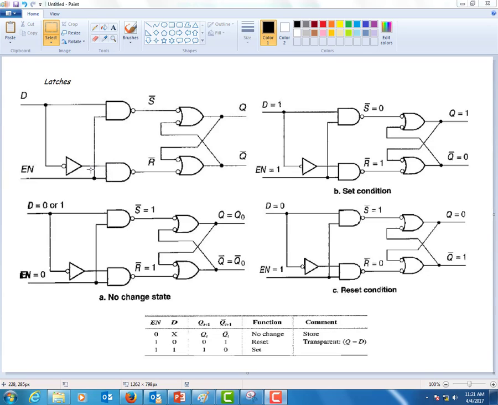Do you recall, well, you might recall, in the first video, we said that we don't want to have S and R both high at the same time. That was the forbidden state. Well, with this kind of circuitry, that's never going to happen, because whatever the input is here, the other input is going to be the opposite.